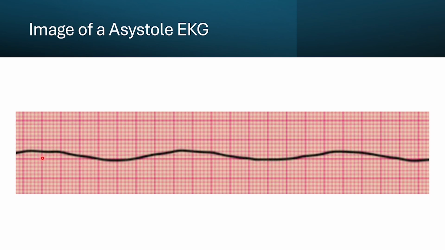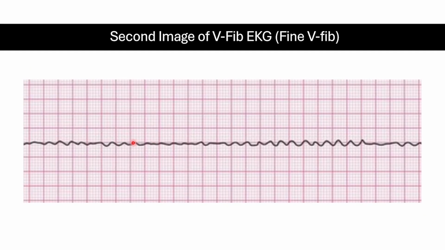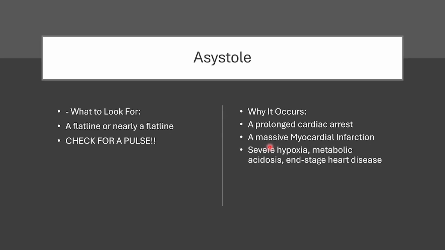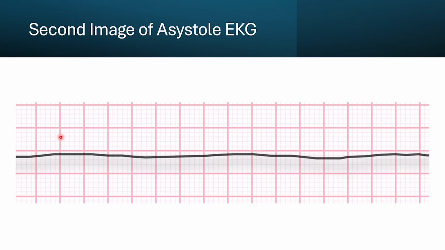Here's an image of asystole, and you can see it's just kind of like a flat line. There's really nothing to read here. We can sometimes almost get confused with fine VFib. If we take a look back here, it almost looks like a fine line, but you can see this pulsating going on. But for asystole, it's just basically a straight line. Usually you're not even going to see this small curvature. Here's another image of asystole. Same thing, where it's pretty much just a straight flat line.